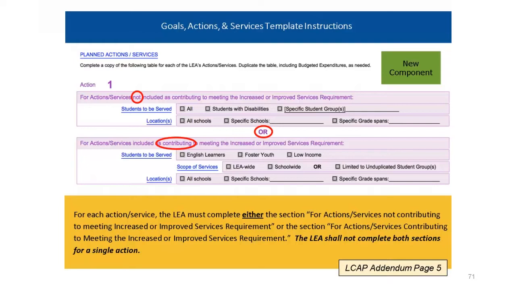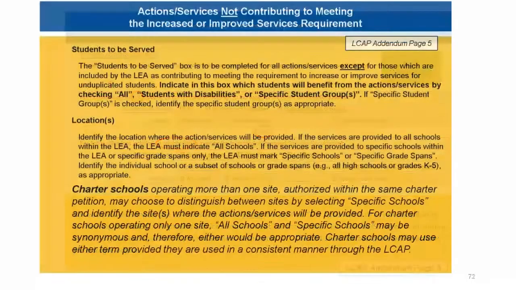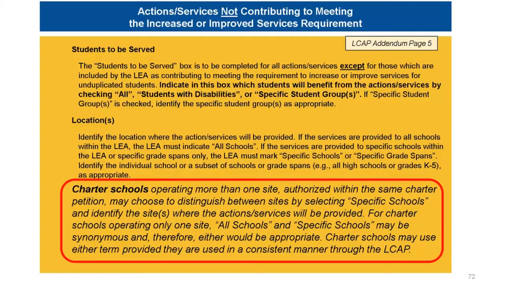In both of these sections, the charter school can identify the location or the specific grade span if the action only applies to certain grades. For actions not contributing to the increased or improved services requirement, you may identify all students or particular student groups under the students to be served, or specific schools or grade spans under locations. You will notice specific information addressing charter schools, which notes that a charter school with multiple sites may identify specific schools. For those with a single site, either all schools or specific schools is acceptable.